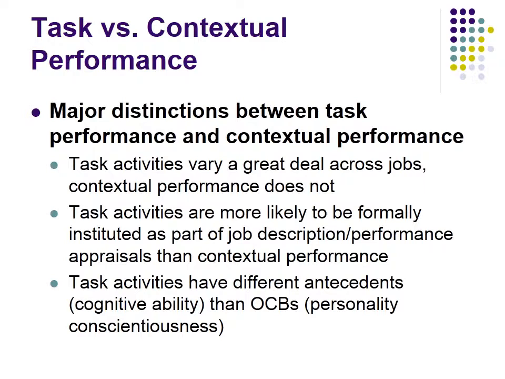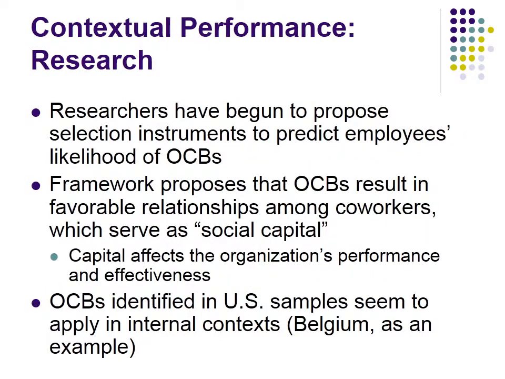Task activities have different antecedents. So basically, when we're trying to predict if someone is good at their task, cognitive ability is often a good predictor, and also just knowledge tests are a good predictor. OCBs are more predicted by personality and conscientiousness. So in research on contextual performance, researchers have begun to propose selection instruments to predict employees' likelihood of OCBs. And a lot of times these selection instruments will be drawn off of competency models more than job analyses.